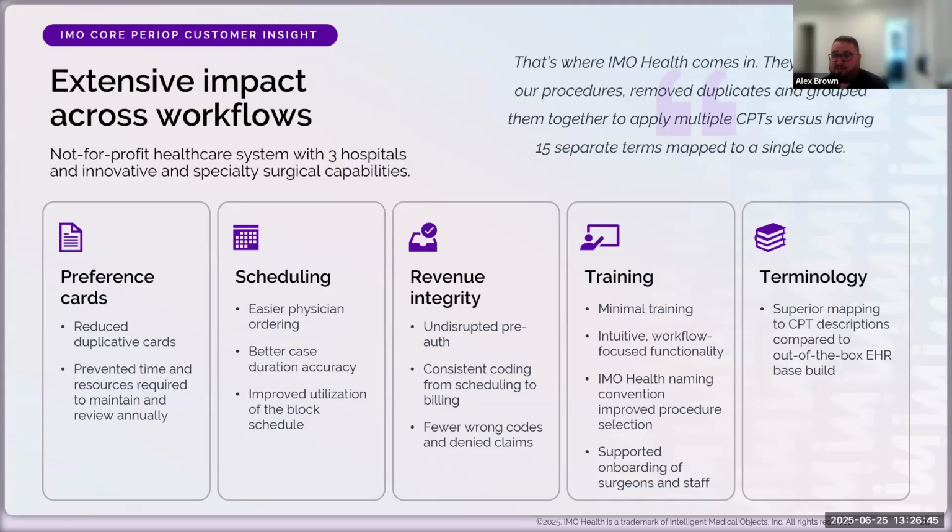From the rev integrity side of things, we always really like to focus in on making sure that you have the appropriate codes available for pre-authorization, you have full coverage for those pre-authorizations, and that the coding is consistent throughout the entire workflows. We want to avoid any wrong claim codes that can lead to denied claims, that can lead to denied pre-auths, because that doesn't align properly with what's actually being performed.